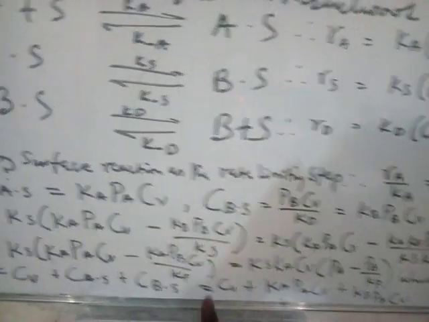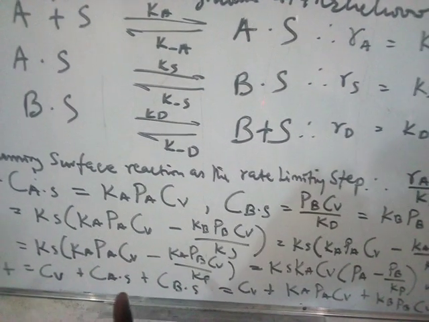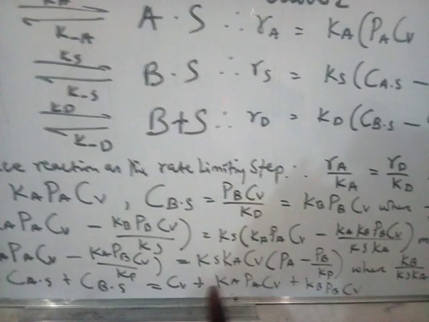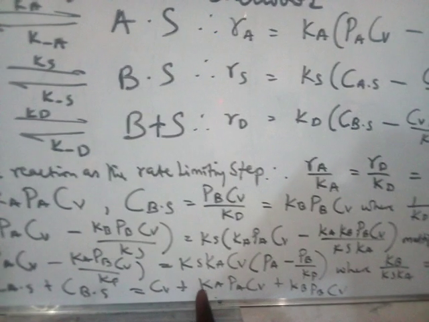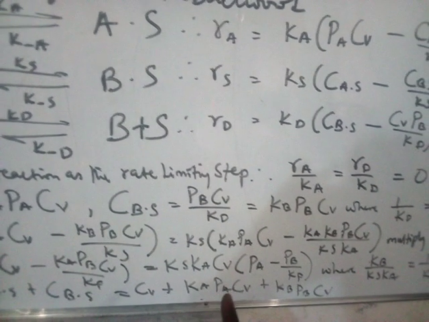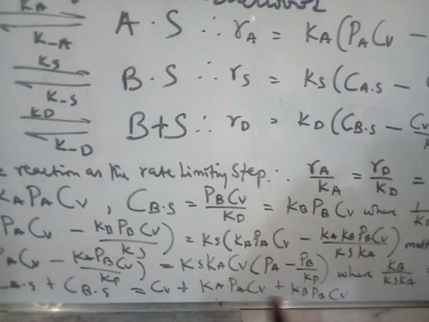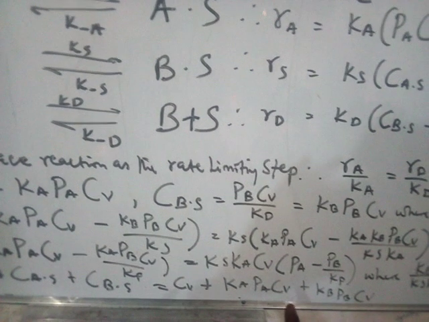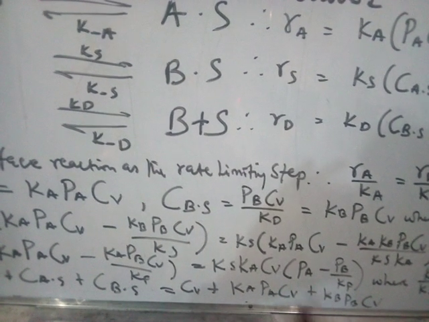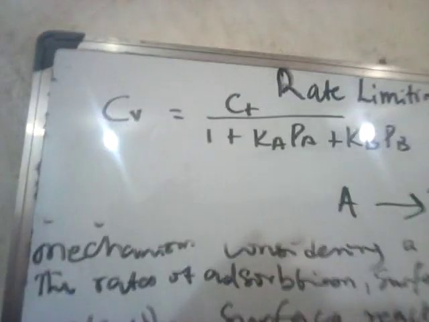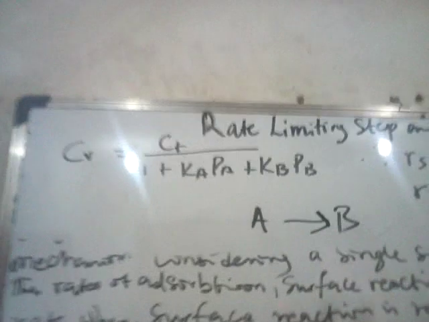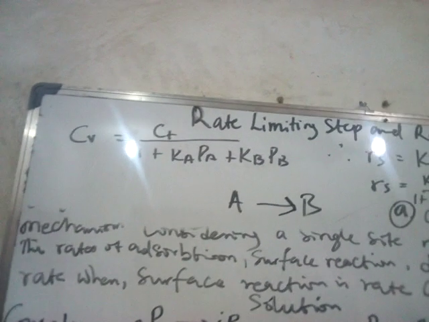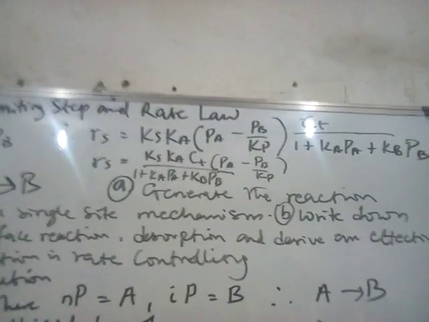So that's what we have here. But we already have the relations for CAS and CAB, so we bring them in, so that we have CV plus KAPACV plus KBPBCV, which are the different values of CAS and CAB. So make CV the subject of the formula. There's CV here, there's CV here, and there's CV here. So making CV the subject of the formula, we get CV equal to CT over 1 plus KAPA plus KBPB.